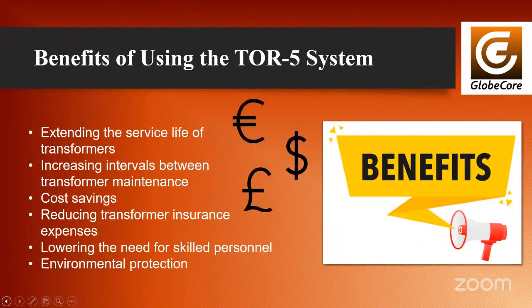Benefits of Tor5: it extends the life of new transformers by decades. For older transformers, Tor5 tracks oil aging to plan maintenance and save on decommissioning. Longer intervals between maintenance because of preventive oil treatment. Saves money by reducing the need for laboratory analysis.